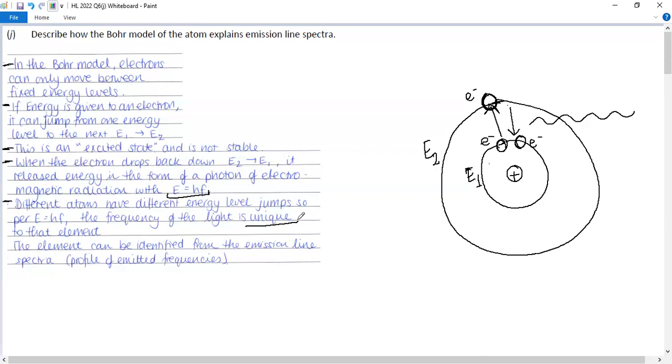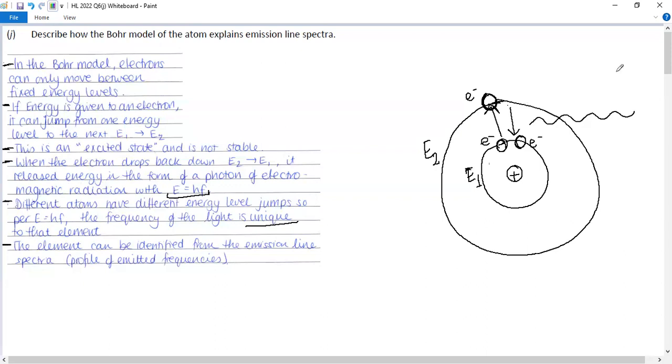And those frequencies that we're observing, that's the emission line spectra. It's a profile of emitted frequencies. I'm calling it a bunch or a whole heap of them coming together, but it's a profile. It's emitted frequencies. That's how we know the difference, okay? So especially for 7 marks, I would say that's plenty, okay?